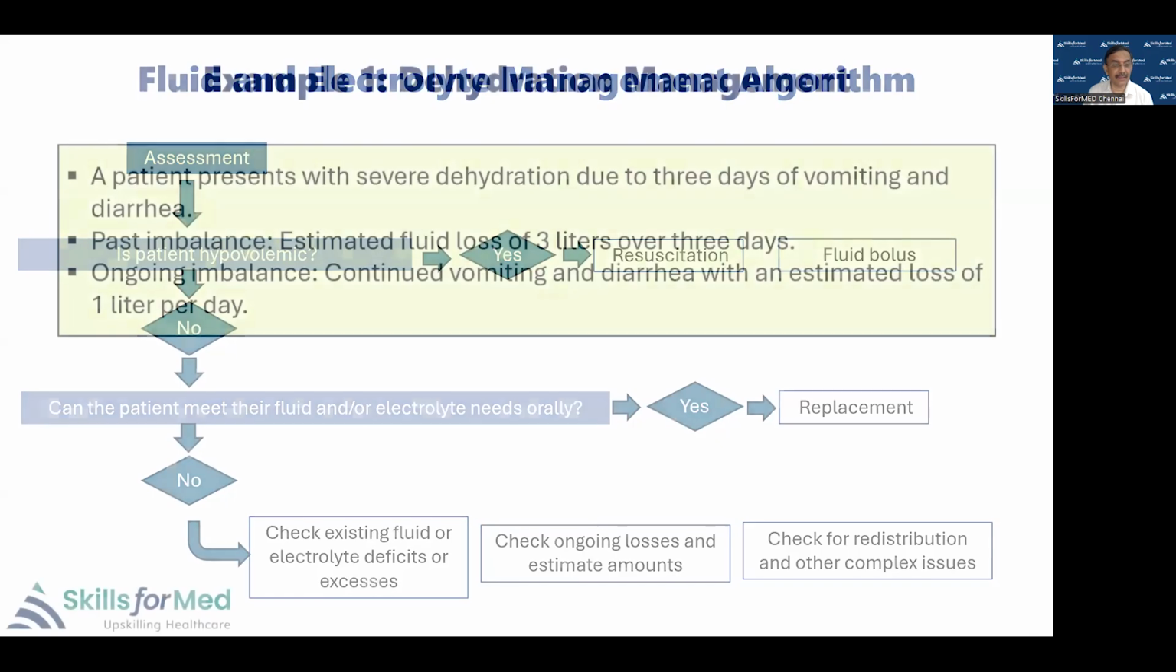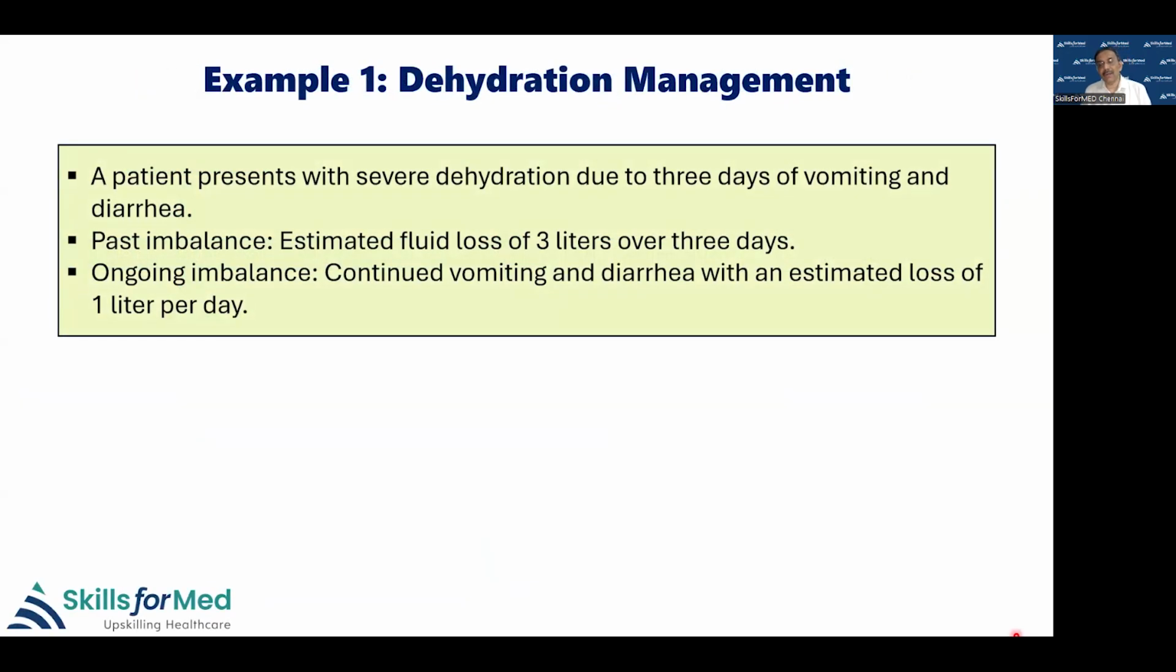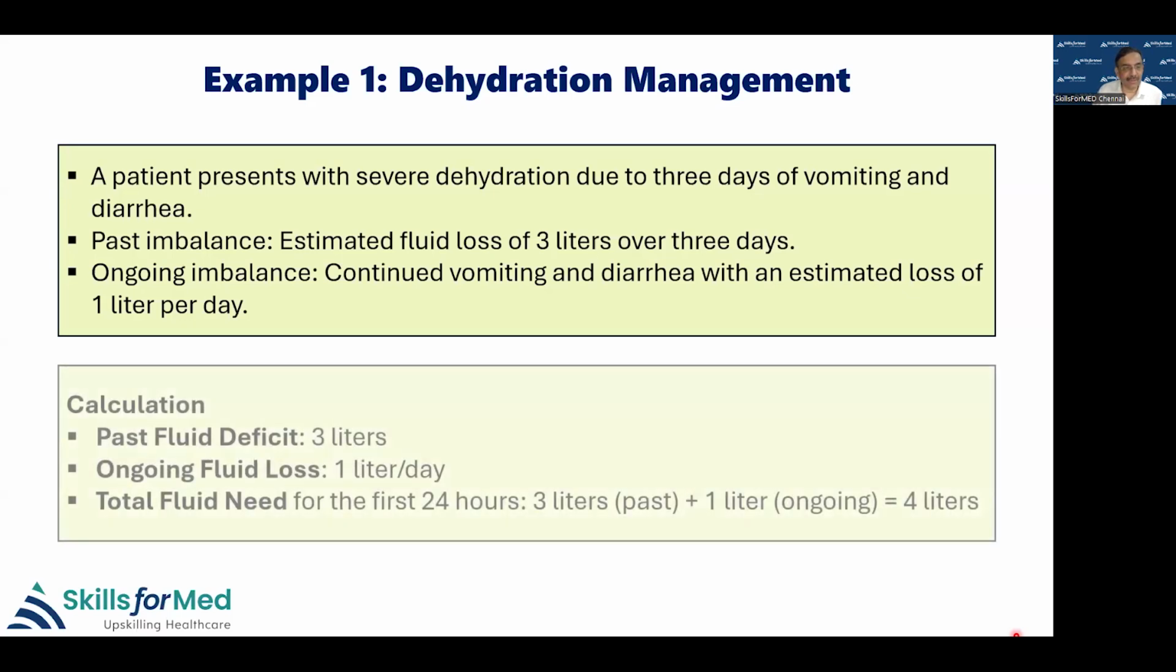So that, ladies and gentlemen, is my talk. I'm going to give you 3 scenarios and see how well you got it. A patient presents with severe dehydration after 3 days of vomiting. Past imbalance is 3 liters. Ongoing, what you predict is ongoing vomiting and diarrhea will be another 1 liter per day. So how much fluid will you give? It is 3 plus 1, isn't it? So past loss plus 1. So you need to give 4 liters, you have to plan in addition to the daily requirements.